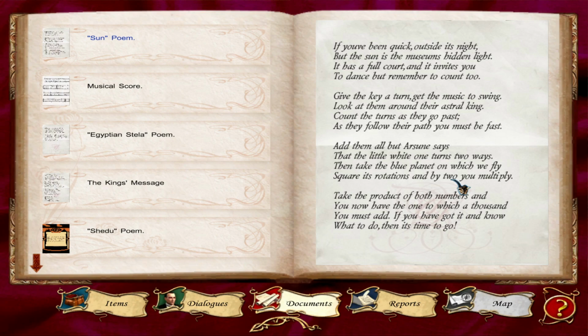So we rotated 3 times, square it, 9. And by 2, so it'll be 18. Rotates 3 times, squared, so 3 by 3, 9, 18. Jeez. All right.